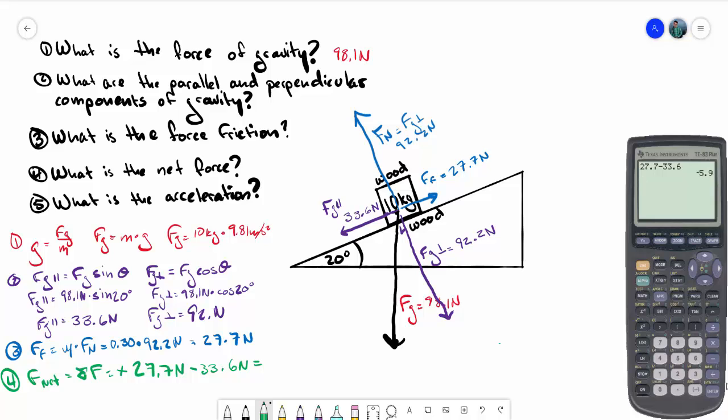The net force, F net, is equal to 5.9 newtons and looks like this, approximately. If it was drawn to scale, it would actually look more like this. 5.9 newtons.